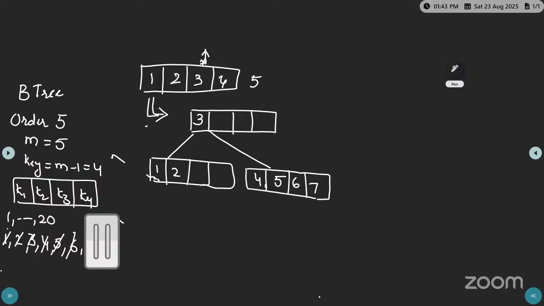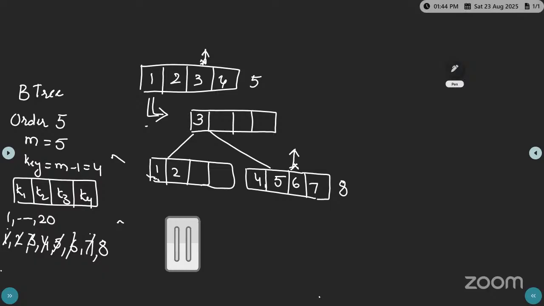Yes, we identified one node, this 4, 5, 6, 7. But here we do not have any space for 8. So how to draw this one? We identify the middle element in this node. Which one is the middle element? 6. 6 moves one level up. And 6's left side is 4, 5, and 6's right side is 7, 8.